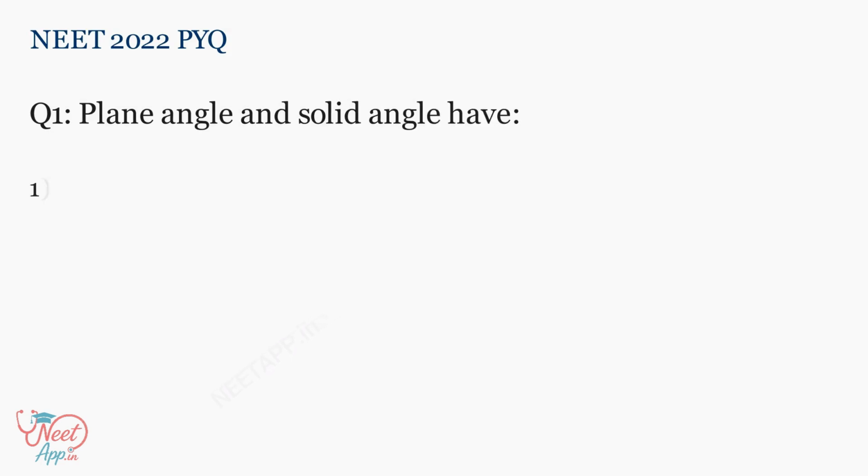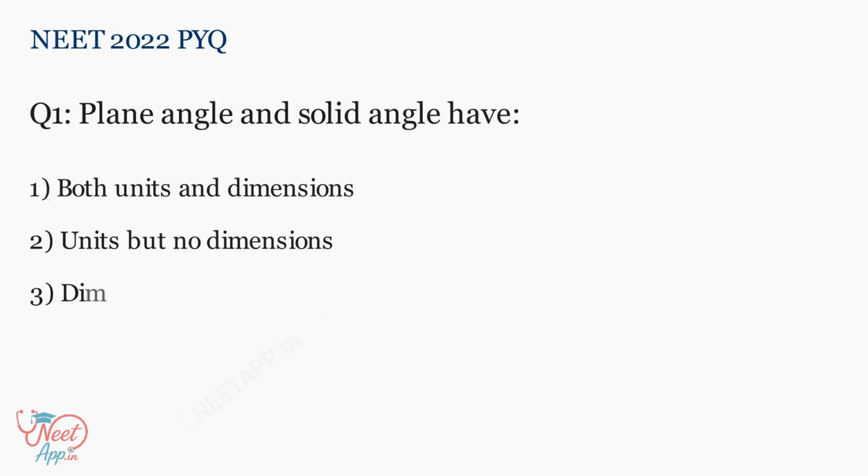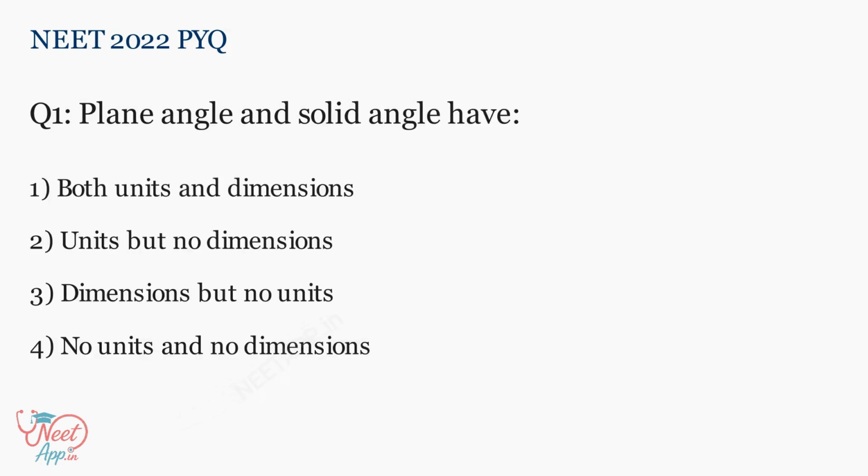Let us look at question 1, a classic direct hit from the NTA in the year 2022. The question asks, plane angle and solid angle have what? Option 1, both units and dimensions. Option 2, units but no dimensions. Option 3, dimensions but no units. Option 4, no units and no dimensions.